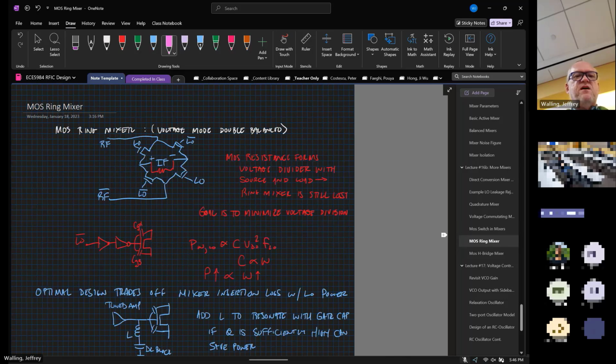So what people have taken to doing is what we've done in the past: we've just added more transistors to the circuit. So we make these ring mixers, and essentially we can reduce the effect of that feedthrough on the signal, because we can get it to cancel if we do things correctly with the phasing of the RF and LO signals as they go through.